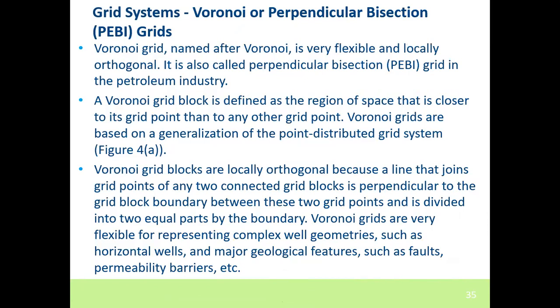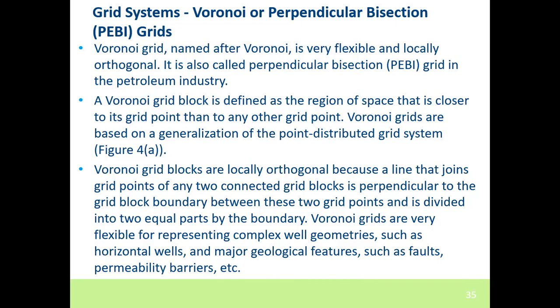Now, for unstructured grids, you have the Voronoi grid. This is more like the perpendicular bisection grid type. The Voronoi grid block is defined as the region of space that is closer to the grid point than any other grid point. So this leverages on ensuring local orthogonality.